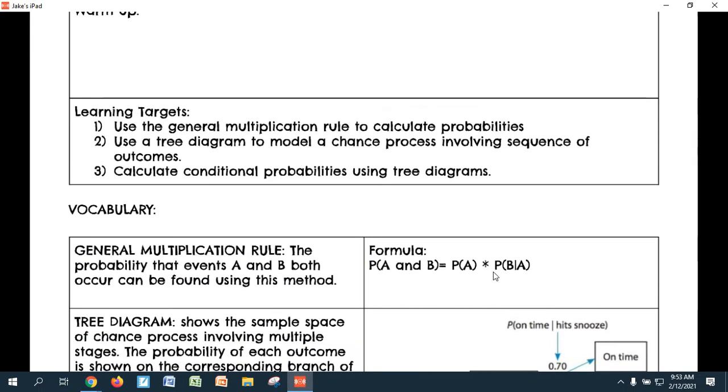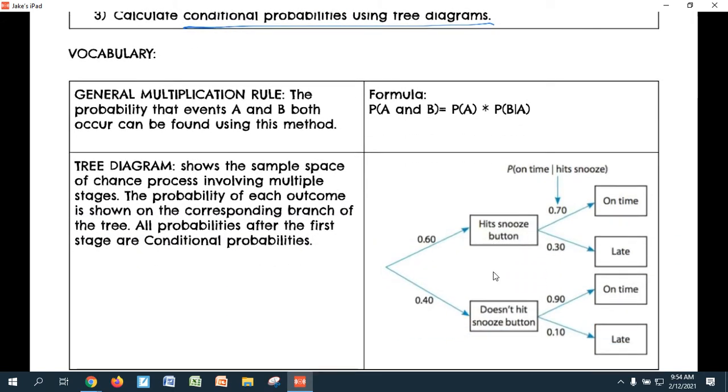All right, so we'll talk about what the general multiplication rule is, how to find it, what a tree diagram is, and how we can use tree diagrams to calculate conditional probabilities. General multiplication rule, the formula is right here. If we're given two events, A and B, to find the probability of event A and B happening, all you got to do is take the probability of event A happening, and multiply it by the probability of B happening given that event A happens.